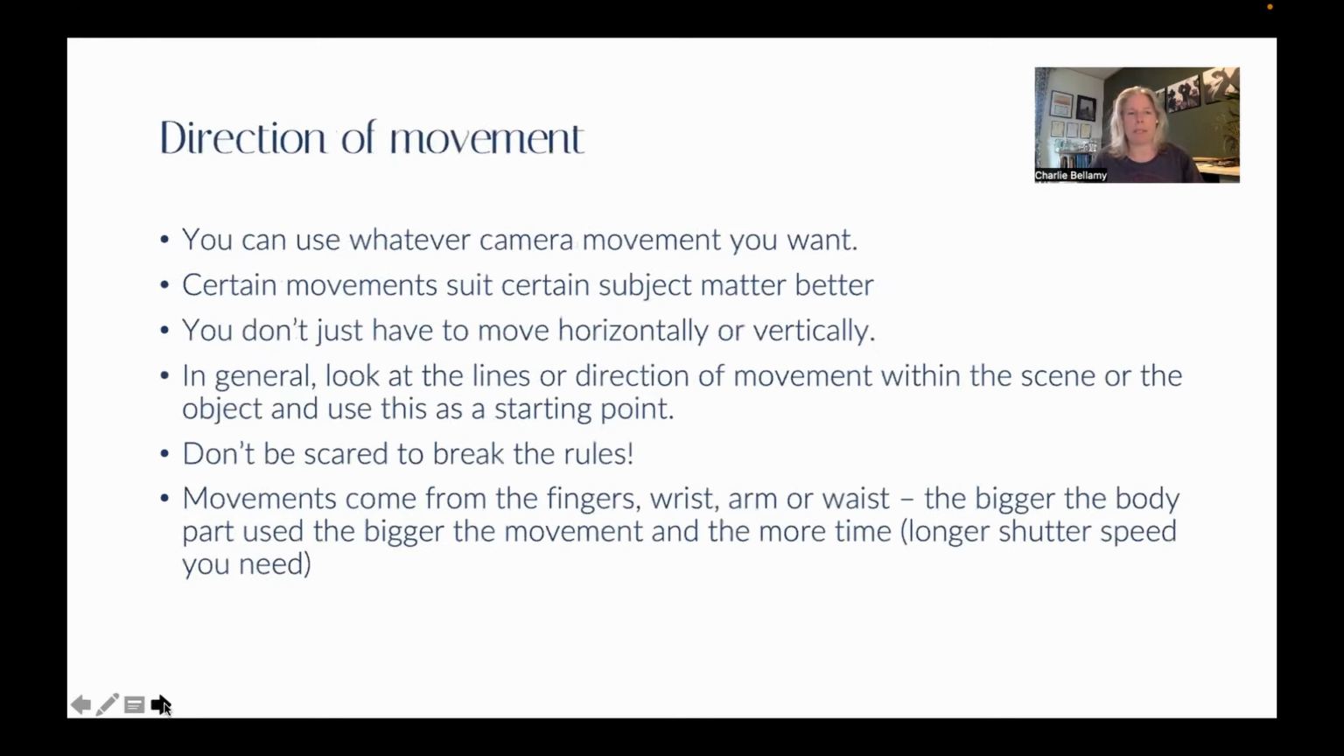So, direction of movement. You can use whatever camera movement you want. It doesn't have to be horizontal and it doesn't have to be vertical, which used to be very traditional, what everybody thought ICM was about. Certain movements suit certain subject matters better than others. In general, look at the lines or the direction of movement within the scene or an object, and you can use this as a starting point. So, for example, trees, obviously very vertical. Landscape tends to be horizontal, especially if you've got a sea horizon, for example. Things like paths, water, you can go with those as well.